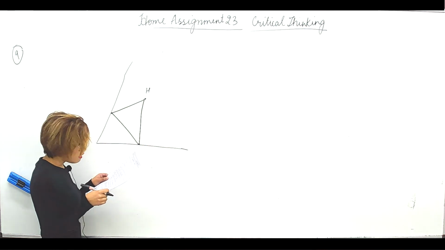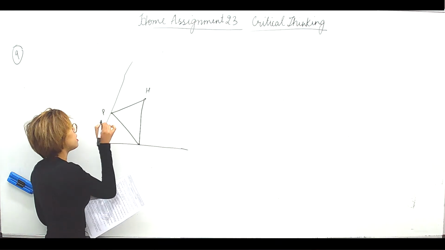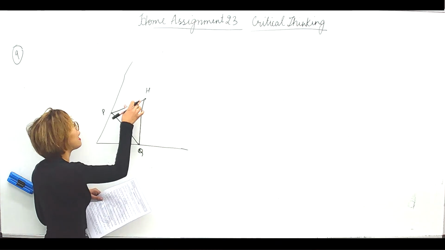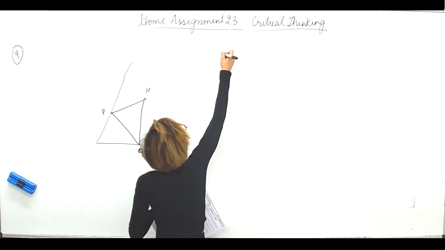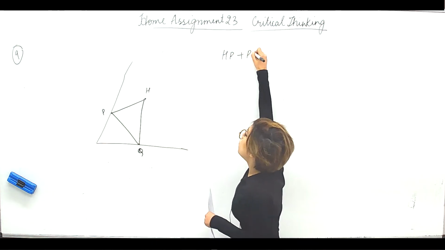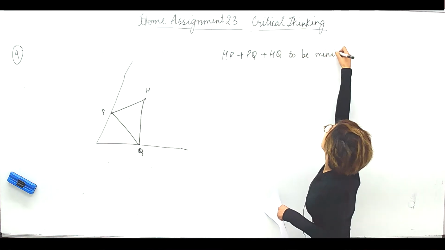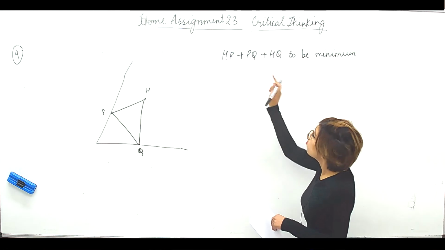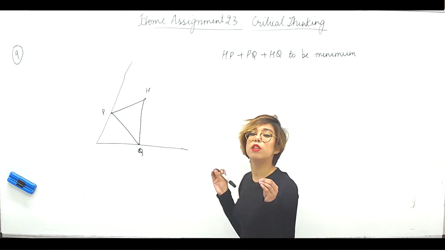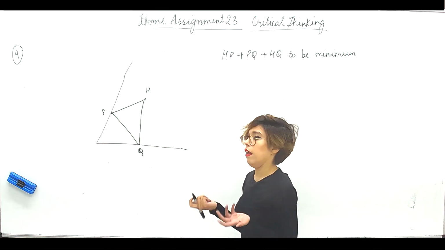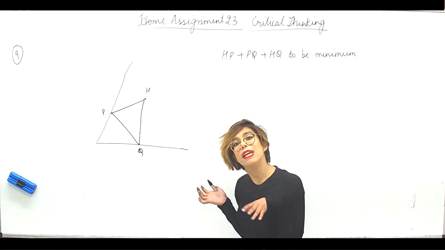How should he choose the shortest such path? So if I call this P and if I call this Q, I want HP plus PQ plus HQ to be the shortest, to be minimum. 3 lengths basically, sum of 3 lengths have to prove it to be minimum. I have learned that sum of 2 lengths I can make it minimum, in the triangle inequality.